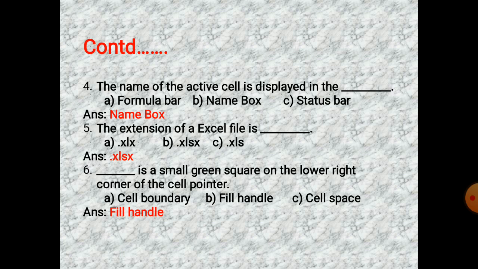Sixth one, dash is a small green square on the lower right corner of the cell pointer. Three options are there, cell boundary, fill handle, cell space. What will be the answer? Fill handle. Okay.